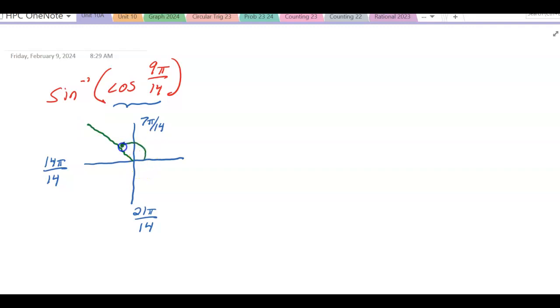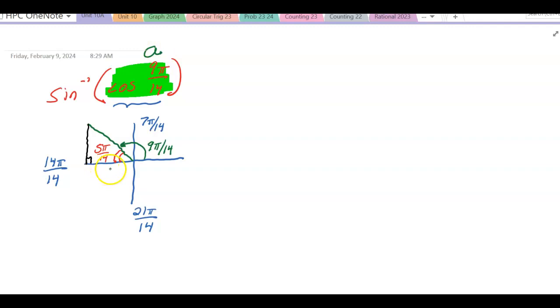And this angle here is 9 pi over 14. The reference angle is pi minus 9 pi over 14, which is 5 pi over 14. And if I were to drop an altitude here and label, the cosine refers to the x value. So I'm going to call the inside function here that I'm highlighting in green, I'm going to call that a.